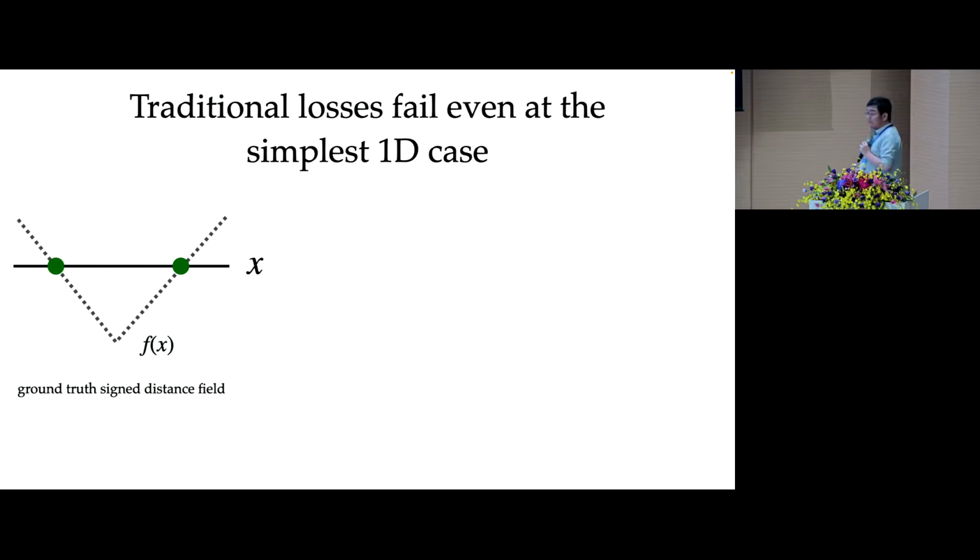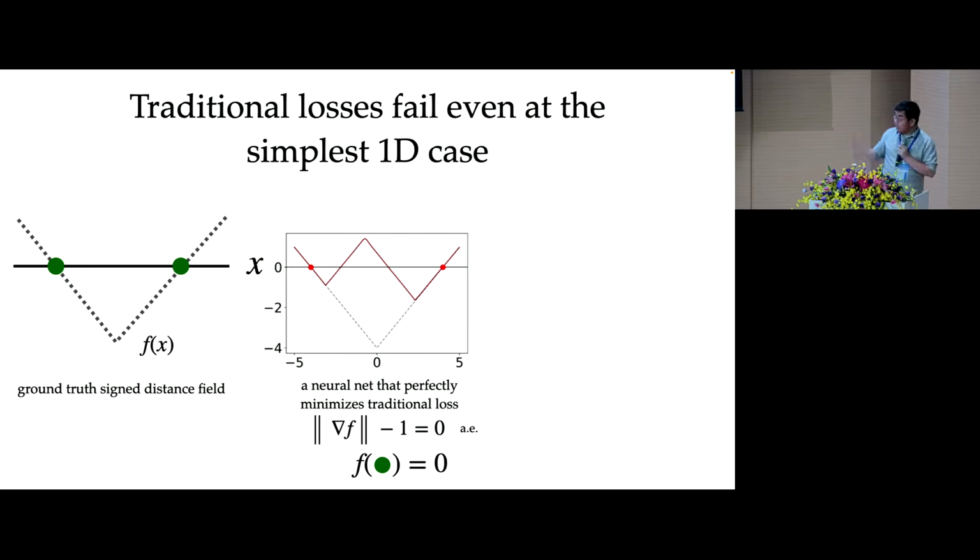But if we zoom in and look at the simplest 1D case, this traditional loss using the eikonal equation will fail. Let's look at this 1D example where I have 2 boundary points. The signed distance field will look like this dashed line. It's negative inside, positive outside, and represents the distance to the closest green point. And here in the middle is a neural network that perfectly minimizes the traditional loss with the eikonal equation and the boundary constraint.